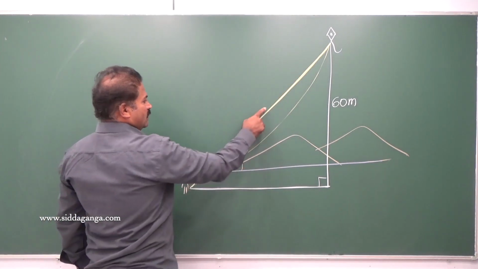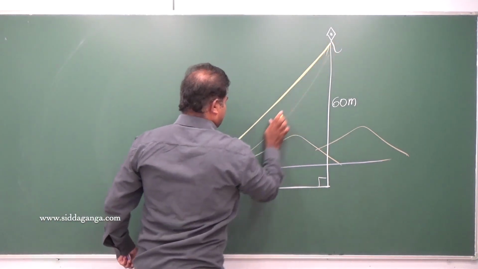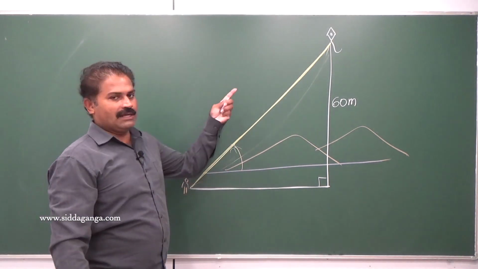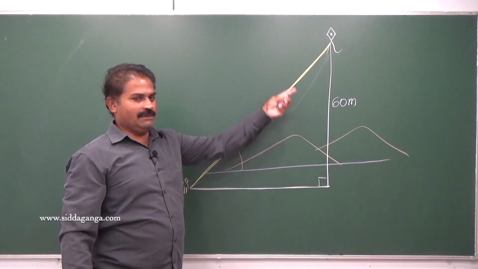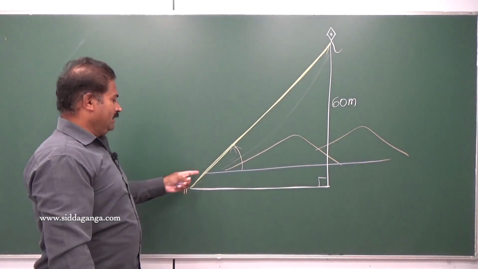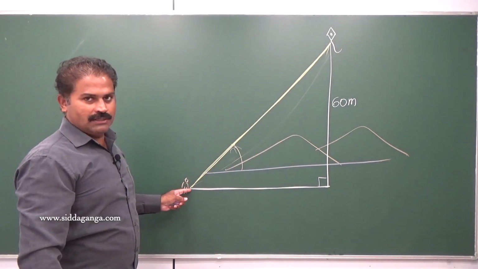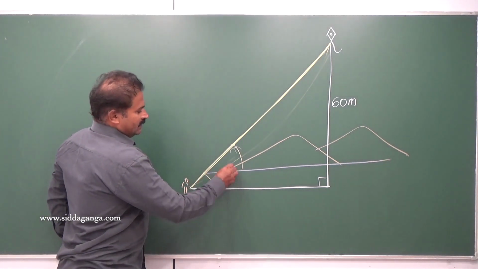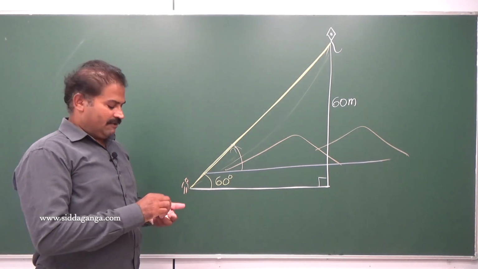So you need to find out what is the length of this thread. So we'll take away this. So here is a boy who is flying a kite, which is at a height of 60 meters from the ground, and he ties that on some point on the ground. So it makes an angle of inclination of 60 degrees. Now you need to calculate what is the length of the thread.